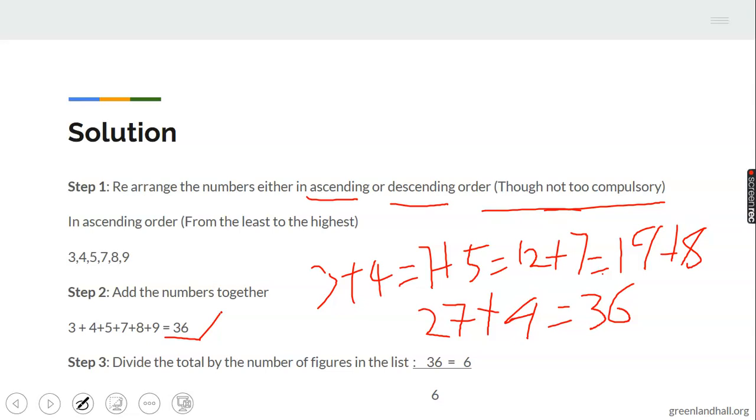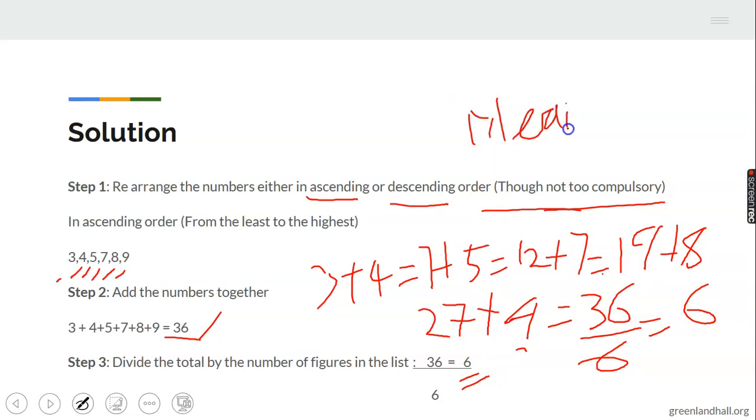Now the third step, where we're going to get our answer, is that you count the number of the quantity. How many figures do we have there? We have 1, 2, 3, 4, 5, 6. 6 figures. So we divide 36 by 6. 36 divided by 6. What do you get? We give you 6. 36 divided by 6 is 6. So the mean of this question is 6.